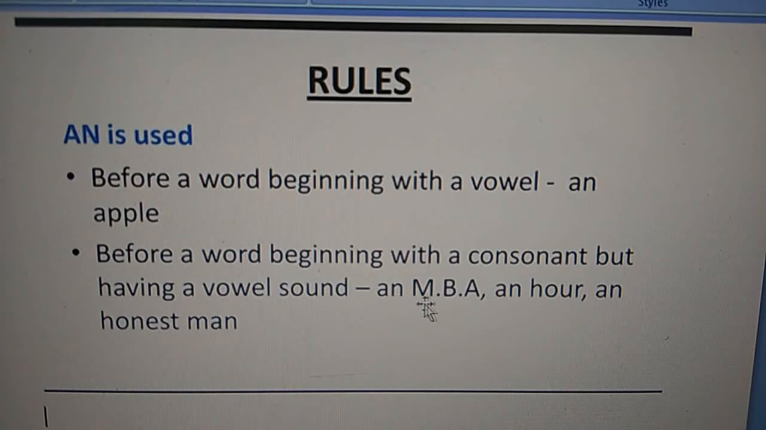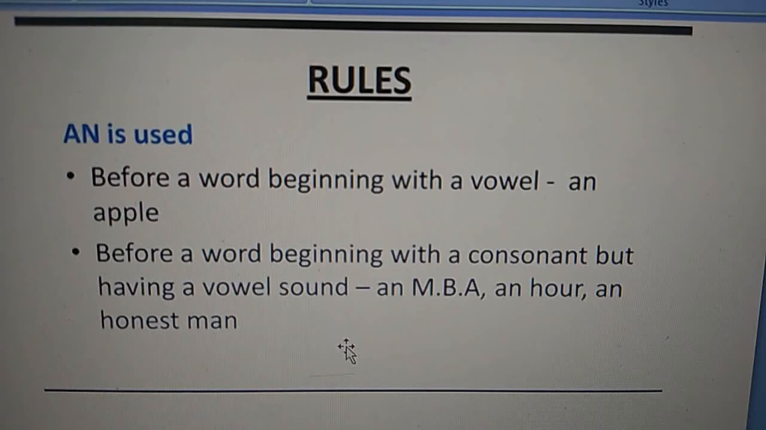Now you see an MBA. It is beginning with M. But the sound is E. MBA. An R. Sound is R. And then an honest man. Again H is silent. O is the sound. So we are not looking at the word. Remember, we are not looking at the word which is starting but the sound which it is making.